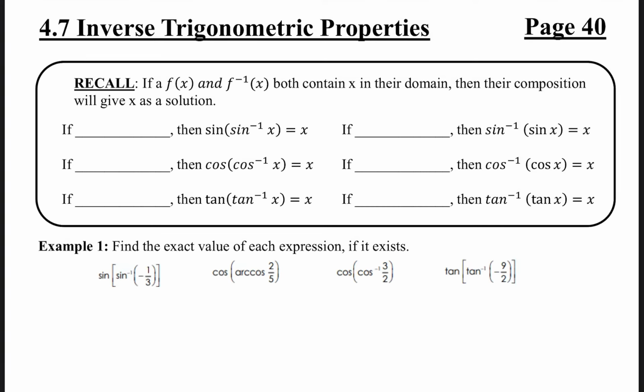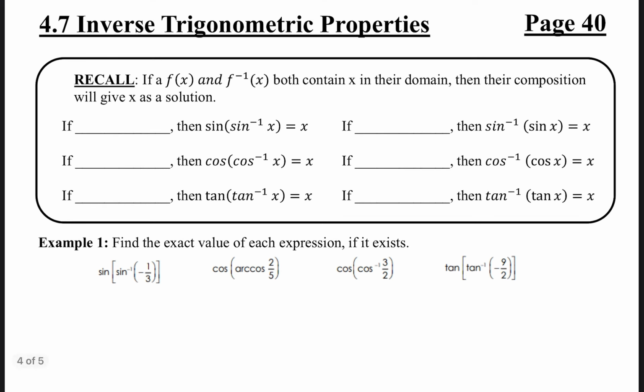Hey everyone, today we're jumping into page 40, using properties of inverse trigonometric functions. So we're going to take some of that stuff we did on page 39 and take it a little bit further. It's important to recall that if functions are inverses of each other and both contain x in their domains, then their compositions will give x as a solution, right?